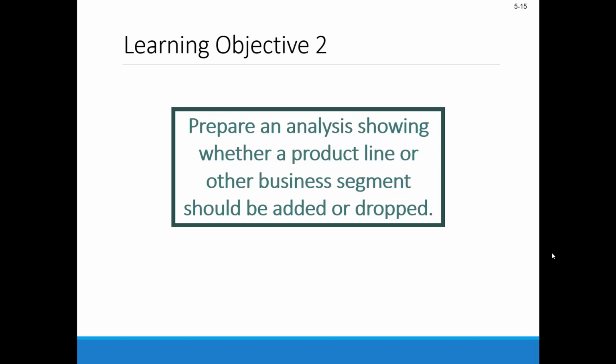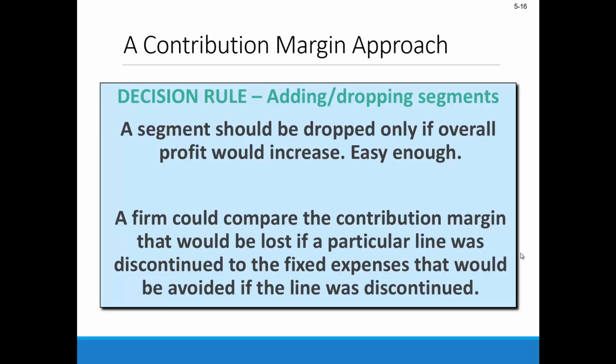Moving on then, our second learning objective was to prepare an analysis showing whether a product line or segment should be added or dropped. We had talked about some considerations related to this back in Chapter 6, when we looked at segment reporting and how our segment margin was a pretty good measure of potential profitability of any segment. So we're going to consider similar things in Chapter 12 here.